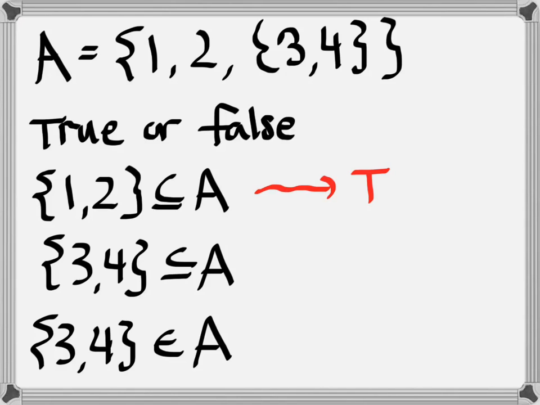It turns out that the first problem is true, because if we look at the subset consisting of 1 and 2, well, we also see 1 and 2 in the set A, so therefore the set 1, 2 is a subset or a subcollection. The next one happens to be false. So why is the set 3, 4 not a subset of A? Well, it turns out that the set 3, 4 is an element of A.